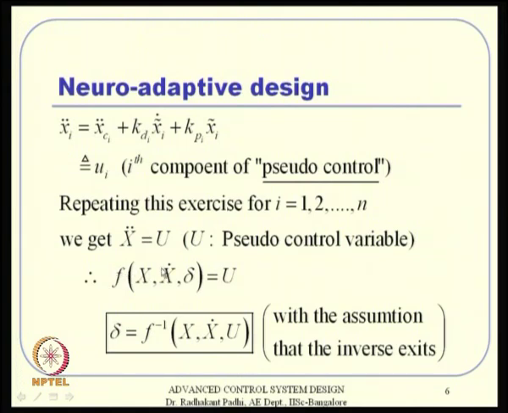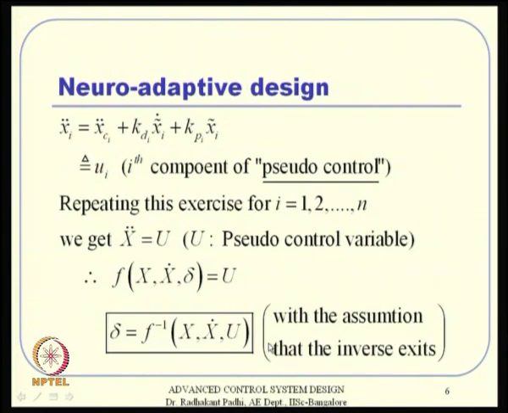Suppose it is f of x, x dot plus g of x, x dot times delta, then this delta is directly solvable. That is what we have done before. Symbolically speaking, delta is nothing but f inverse of this function. As long as we know x and x dot, and u contains all that, remember. That is the commanded variable x c and its first derivative as well as second derivative. If you know these, you can compute all that and put it here.